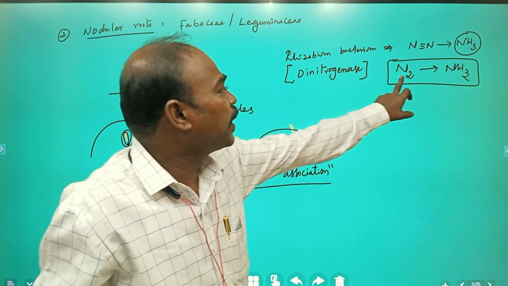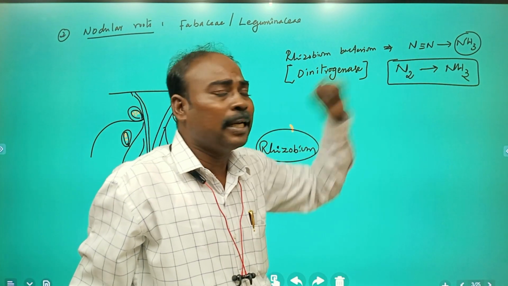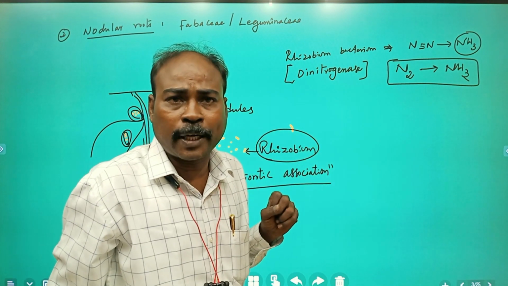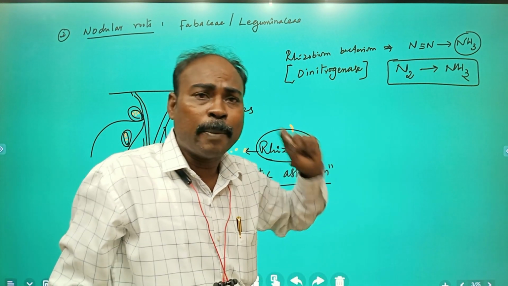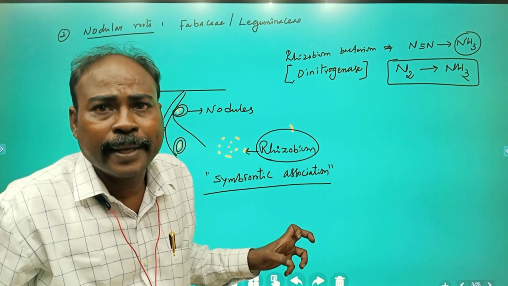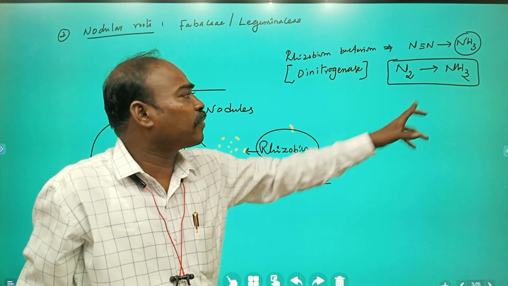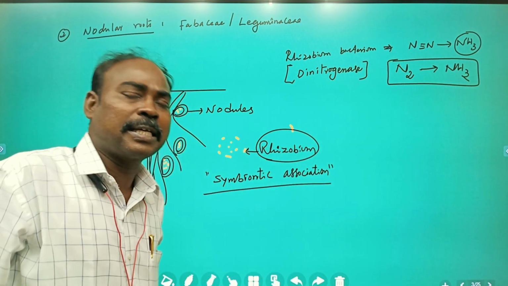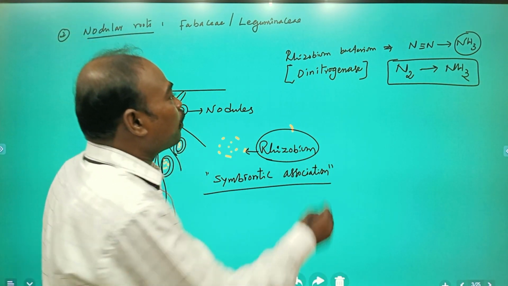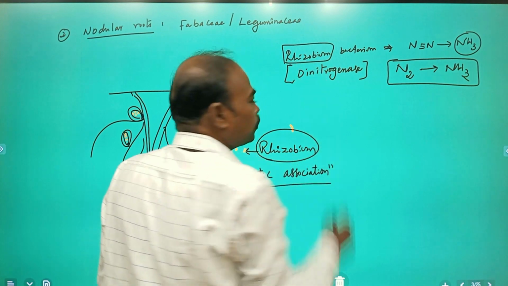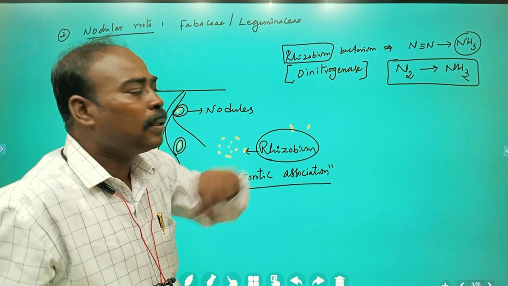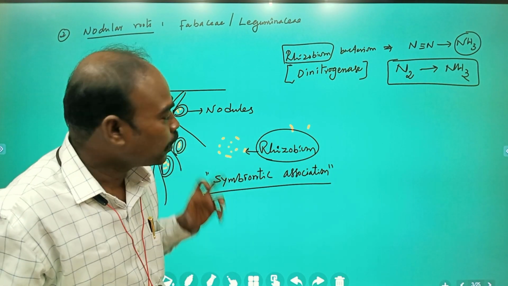From the dinitrogen N triple bond N gaseous form, the plants cannot absorb the nitrogen. Nitrogen is one of the important elements for plant growth and survival. That's why they absorb it from the ammonia form, or else nitrate and nitrite form. That fixed nitrogen is produced by the rhizobium bacteria, because only some prokaryotes have the dinitrogenase enzyme, right?